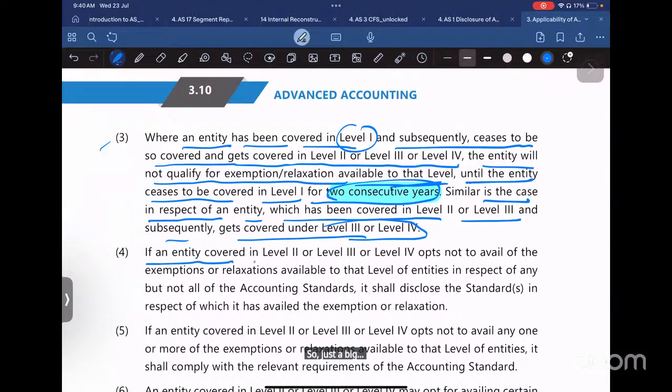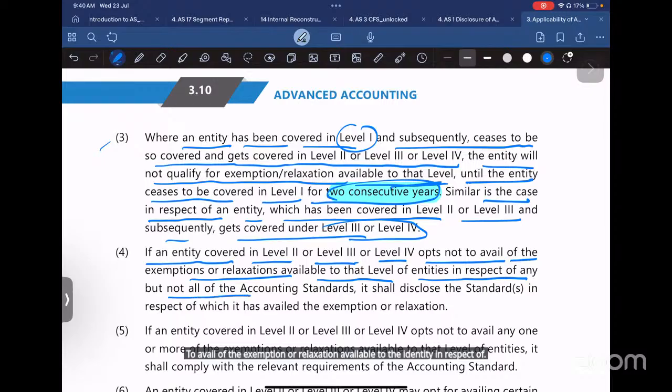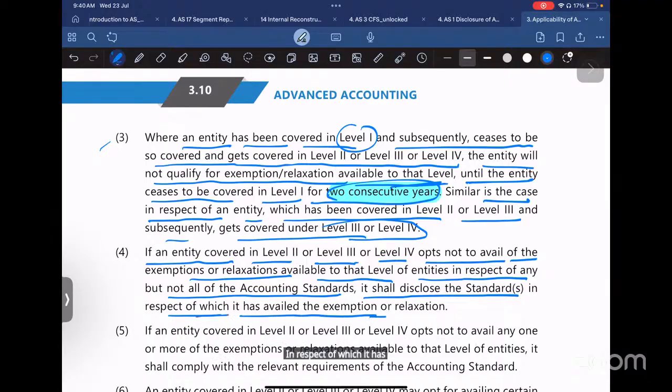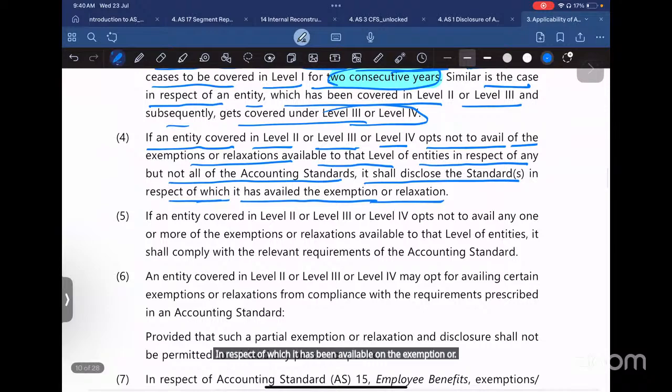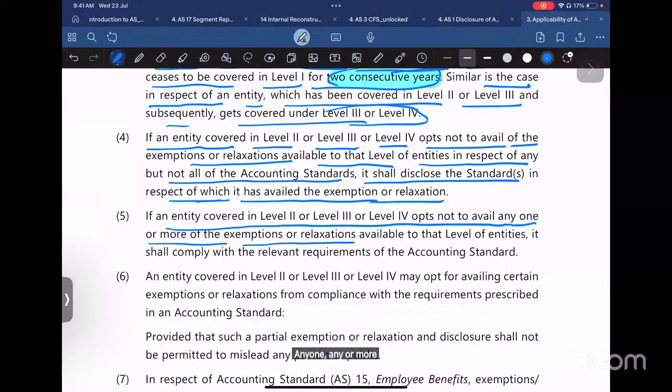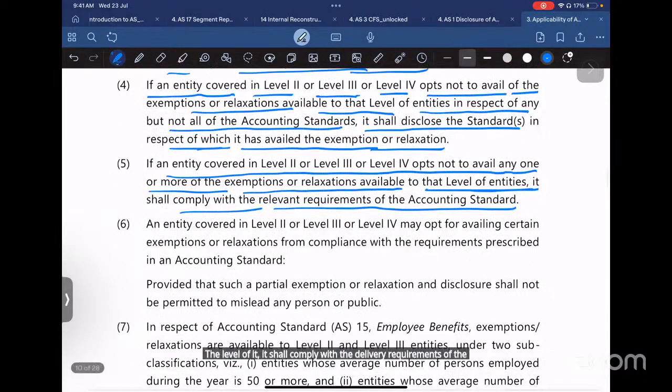If an entity covered in level 2 and level 3 or level 4 opts not to avail of the exemption or relaxation available to that entity in respect of any but not all the accounting standards, then it shall disclose the standards in respect of which it has availed the exemption or relaxation. If an entity covered in level 2, level 3, level 4 opts not to avail any one or more of the exemptions or relaxations available to the level of entities, it shall comply with the relevant requirements of the accounting standard.